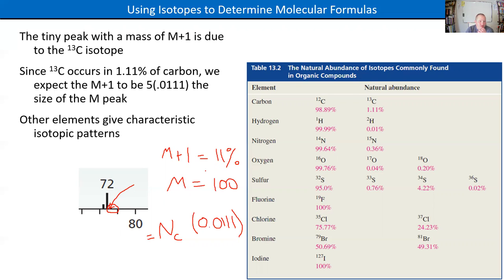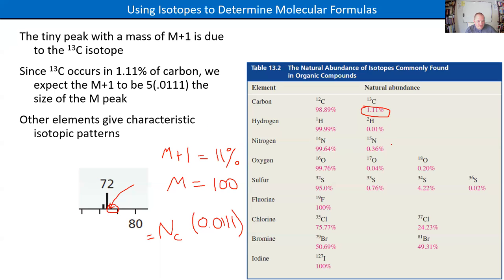With carbons, that 1.11% is kind of a small percentage. It's kind of useful, but it can also get lost. It's really hard to evaluate if you don't have a very big signal there. It would be hard, without being given numbers, to know what that ratio was. But these isotope effects do show up in other ways too, that give us really good information about not just what ions there are, but what elements are present.